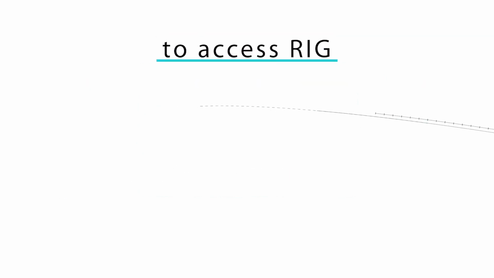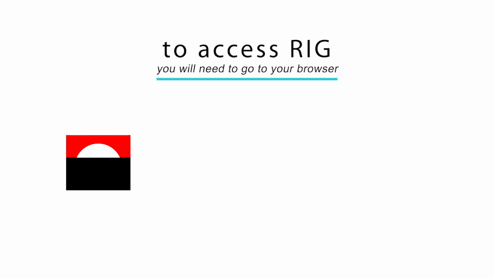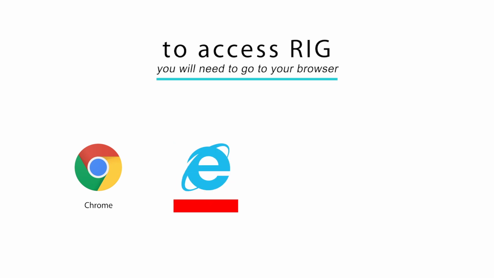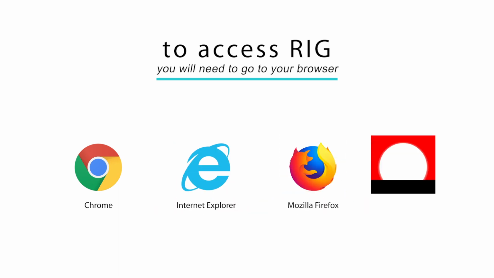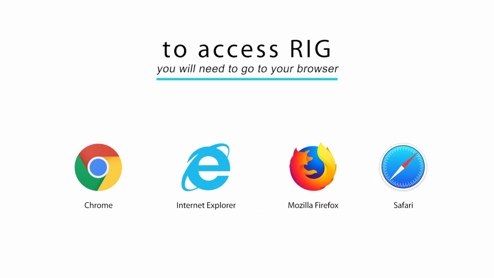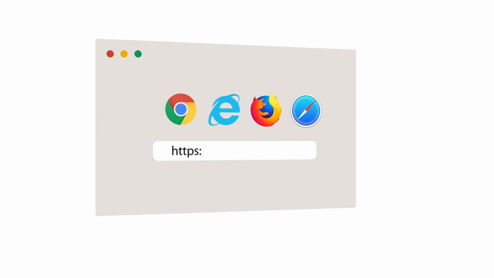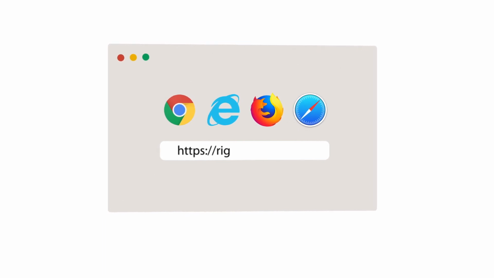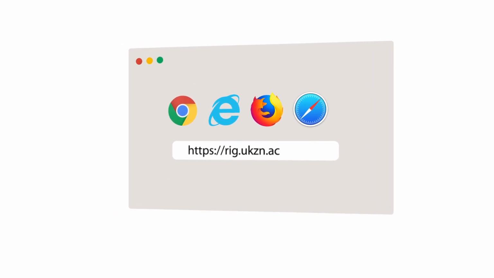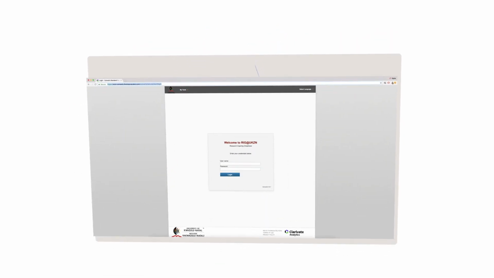To access RIG, you will need to go to your browser, for example Chrome, Internet Explorer, Mozilla Firefox, or Safari, and open a new session. In the address bar, type https://rig.ukzn.ac.za and then press enter.